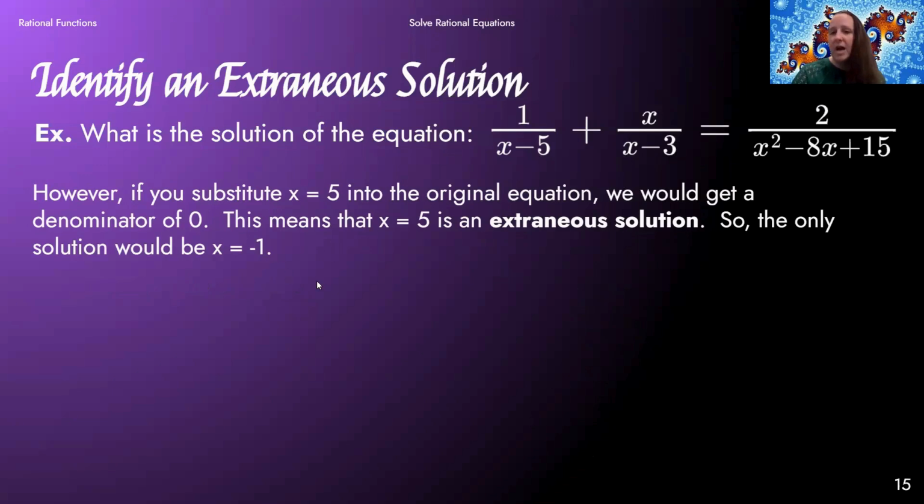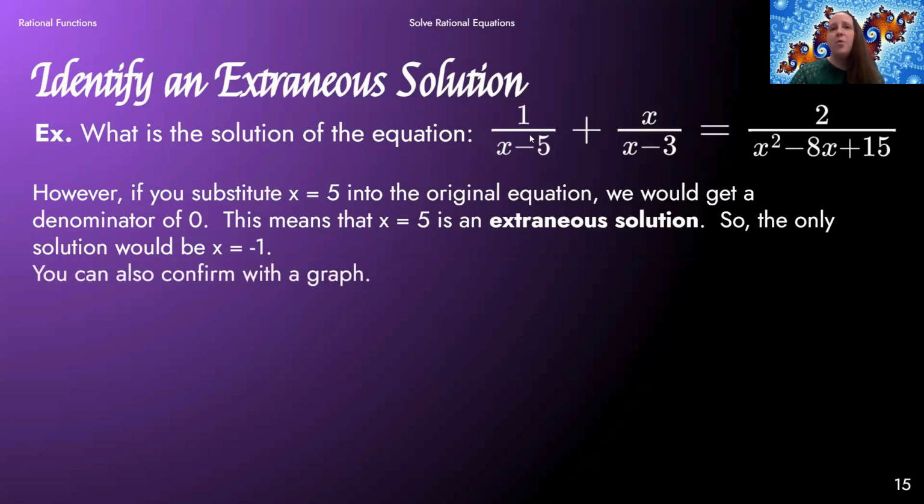So when you're solving for rational expressions, you always want to double check and make sure that it doesn't have an extraneous solution. So you want to substitute your solutions back into the original equation. If they make the denominator equal to 0, that means it's an extraneous solution, so it's not actually a solution for the problem. Okay. You can also confirm with a graph.